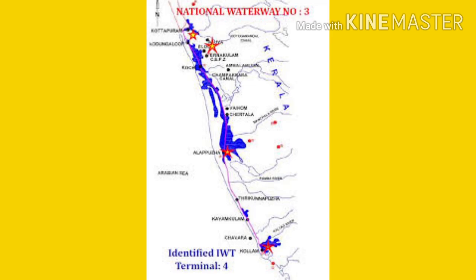The next is National Waterway number 3. It is on the West Coast Canal in Kerala, from Kottapuram in Kollam, Udyogamandal in Ernakulam and Champakara Canals in Kottayam. It has 205 kilometers.